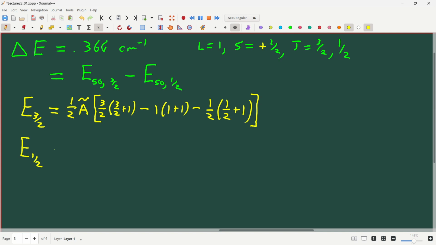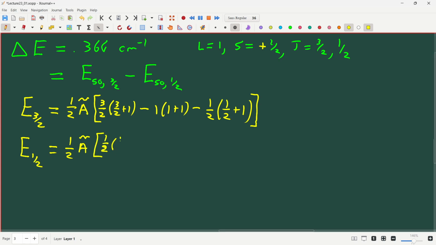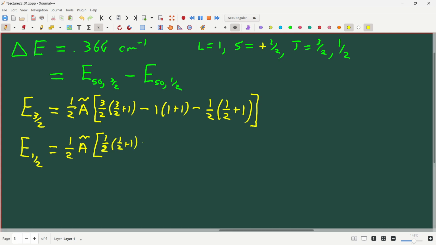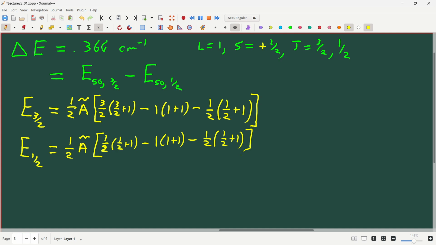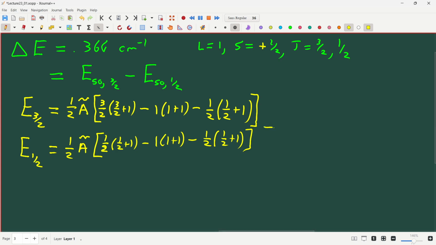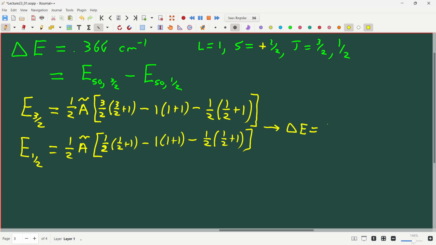And we'll just quickly write it down for the 1/2 state. This is going to be 1/2 A. And now we just change the J to 1/2. L is still the same. And spin is still the same. Okay, and so now the energy difference between these two is going to be the difference of these two formulae. So delta E is equal to E 3/2 minus E 1/2.